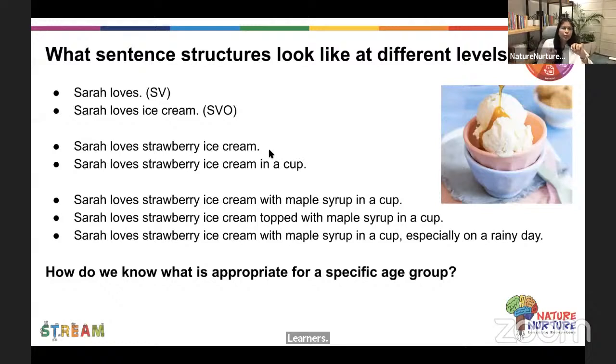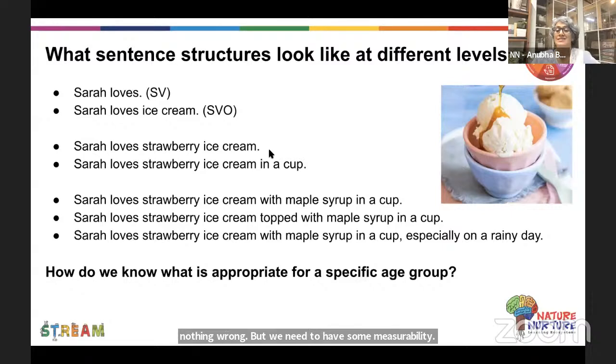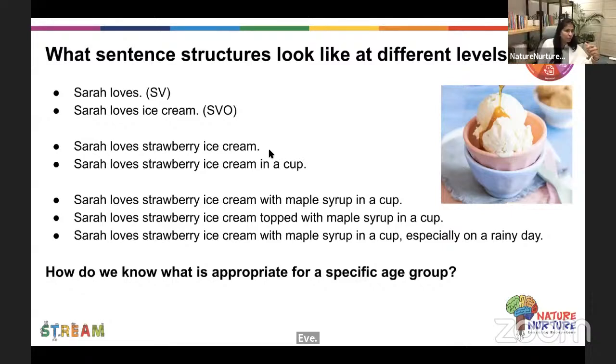And when I happened to walk into one of the British classrooms, I saw children speaking like Sarah loves strawberry ice cream with maple syrup in a cup, especially on a rainy day. So there's nothing right or wrong, but we need to have some measurability. Yes. Be able to feel confident. So let's see what that measurability is.